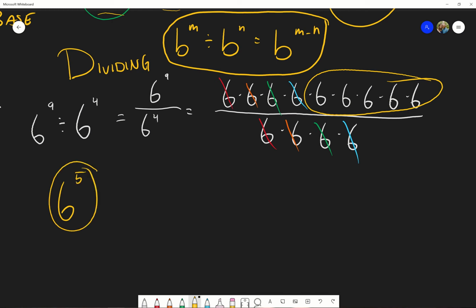And if we look back at our original equation, 9 minus 4, right, we would have gotten 6 to the power of 9 minus 4. 9 minus 4 is 5: 6 to the power of 5. When we divide with the same base, we subtract our exponents. When we multiply with the same base, we add our exponents. Divide with the same base, subtract our exponents.